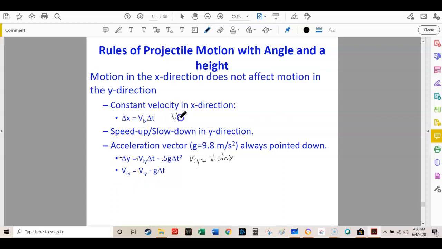Since it is being launched at an angle, it'll probably be launched at something like this: initial velocity cosine of theta. It still will be moving at a constant velocity in the x direction, but it's going to be a little bit more of a complicated problem.